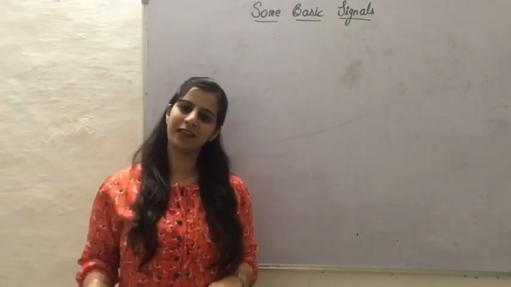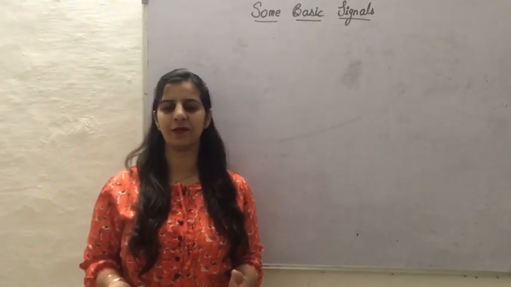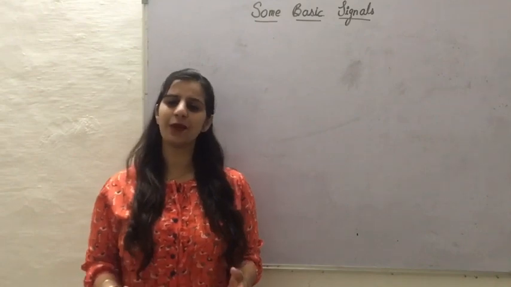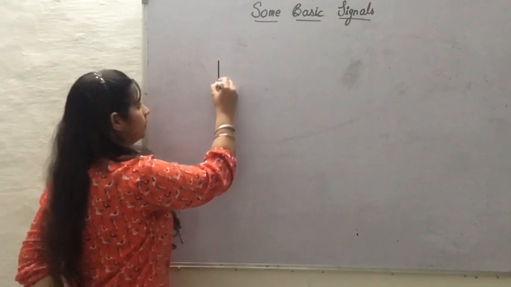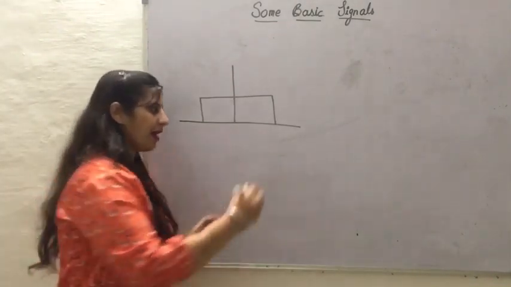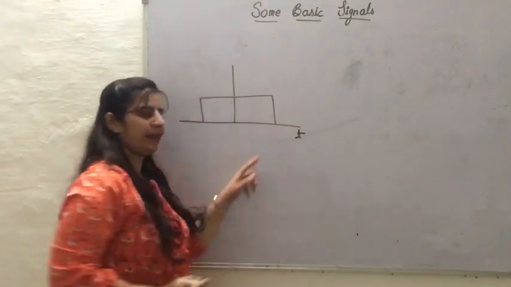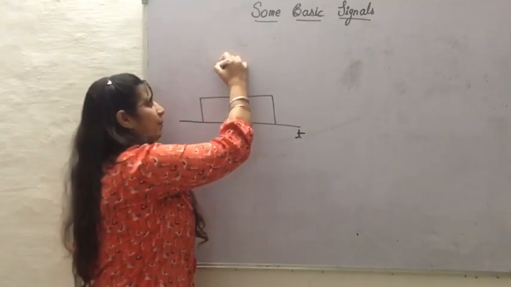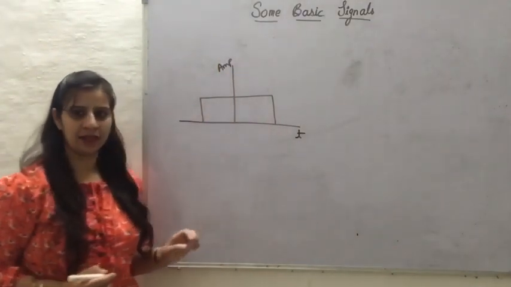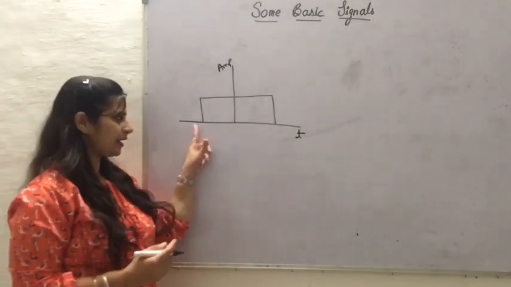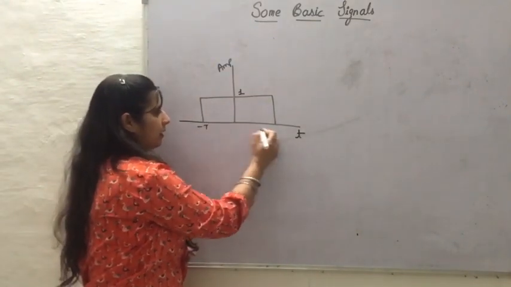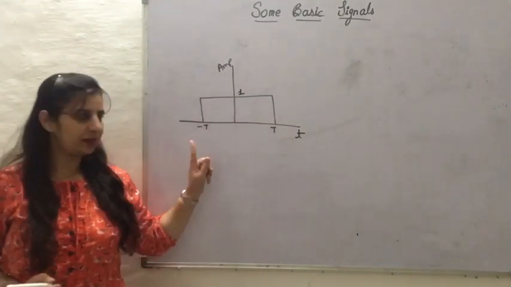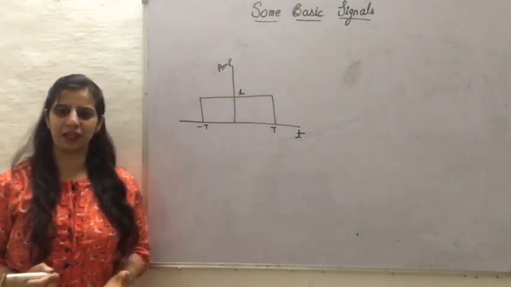Starting with how a signal is processed by the system, we should know certain basic types of signal. So we'll start with the simplest signal. In this signal, I have drawn time on the x-axis and the amplitude on the y-axis. What I have shown here is a signal that has a value 1 from minus t to t. This is the graphical representation of the signal.